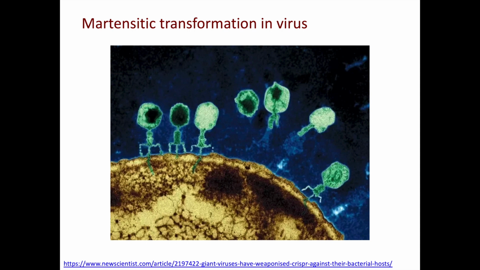In the next video, we'll look at two examples to learn how scientists and engineers take advantage of martensitic transformation to design tougher steels and shape memory alloys.